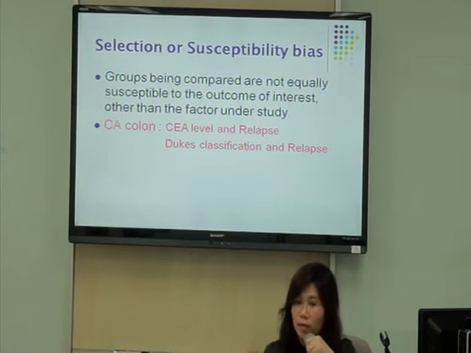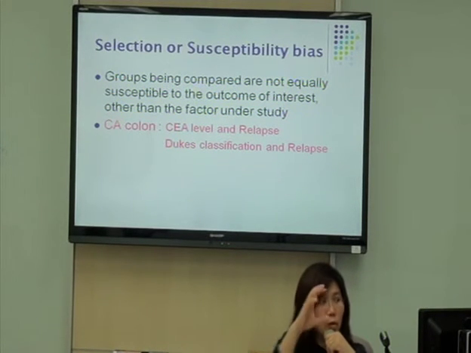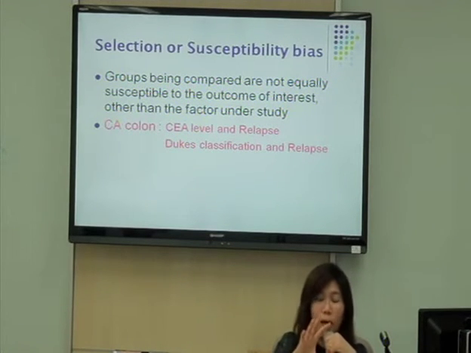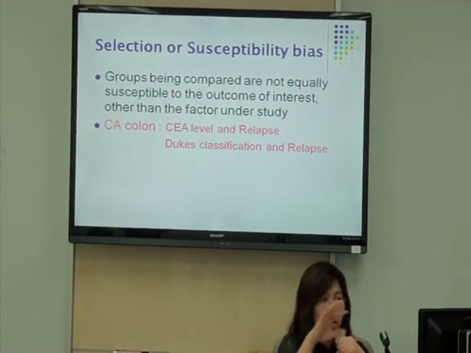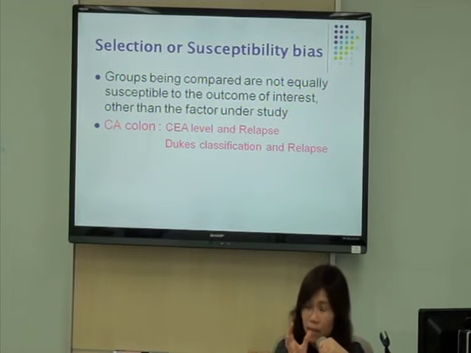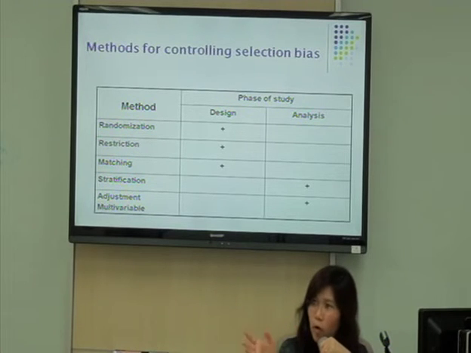So what you can do is subgroup analysis to reduce the selection bias of the group, or you might do matching, or you might adjust in the analysis. These are the ways to control for susceptibility bias, because every subject might not have the same susceptibility. We have methods for controlling it.